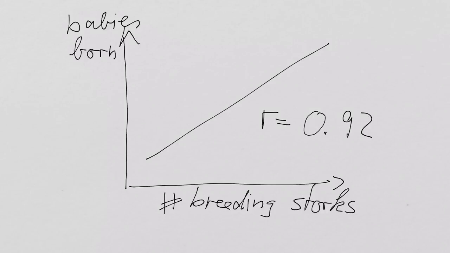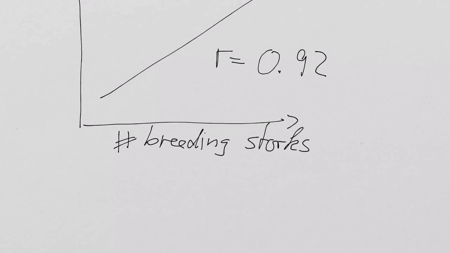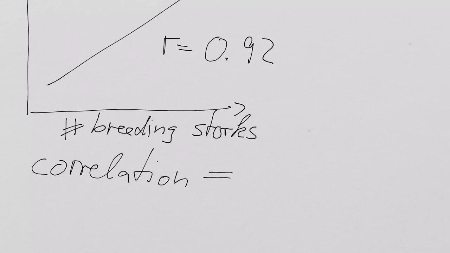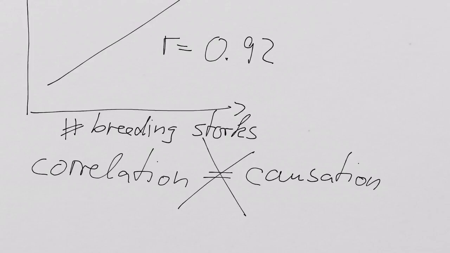So, what people did was they saw a correlation and said, oh, actually, there is a causal effect. Because there are more storks, more babies are born. This is one of the biggest pitfalls. This is just simply not true.